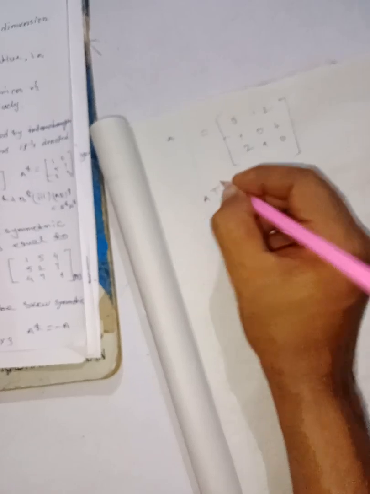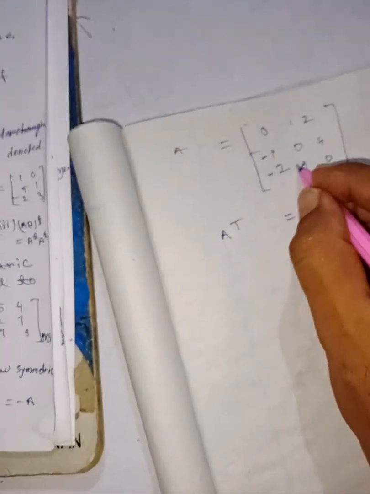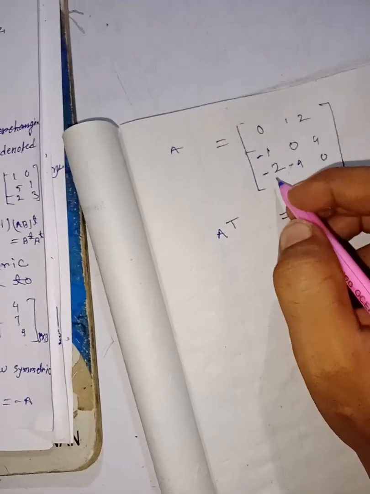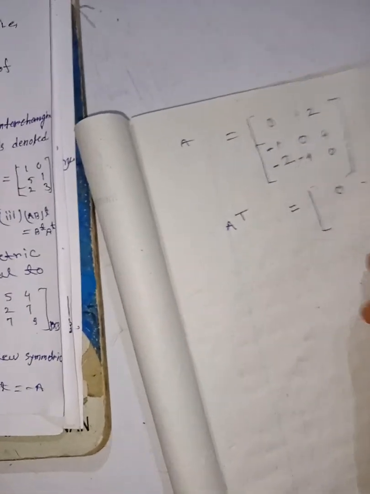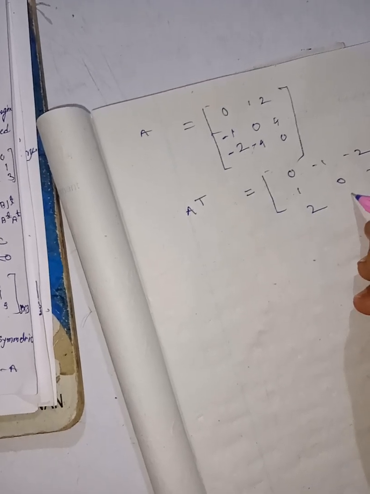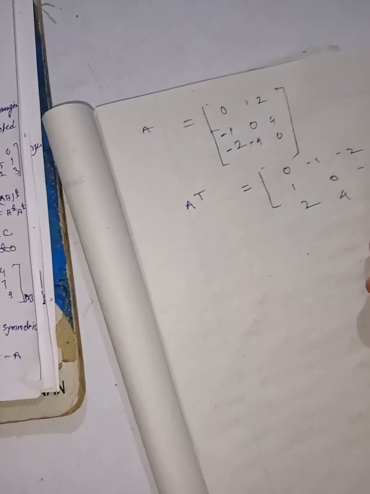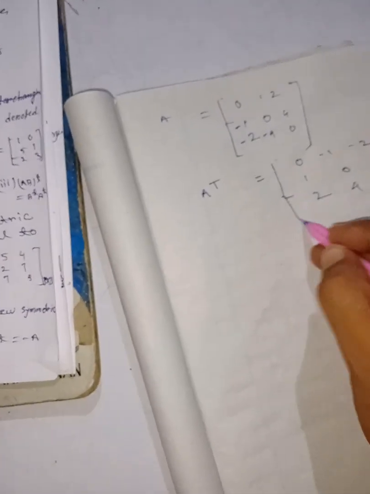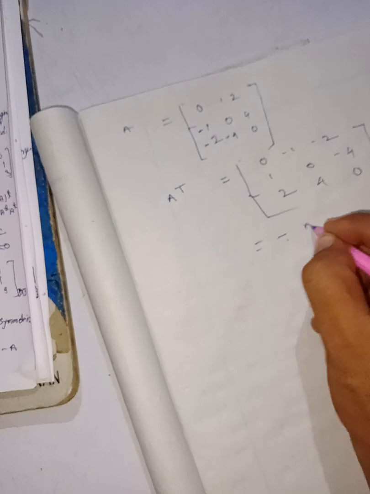Then A transpose equals 0 minus 1 minus 2, 1 0 minus 4, 2 4 0, which is equal to minus A.